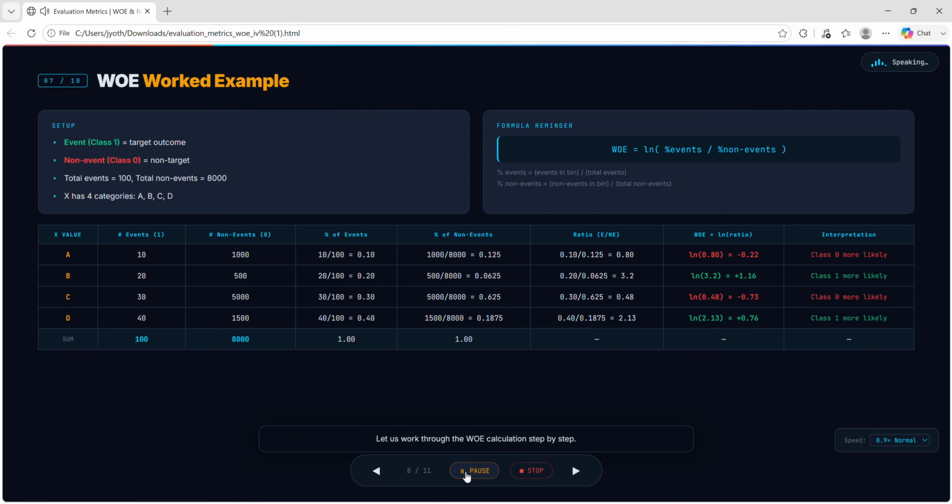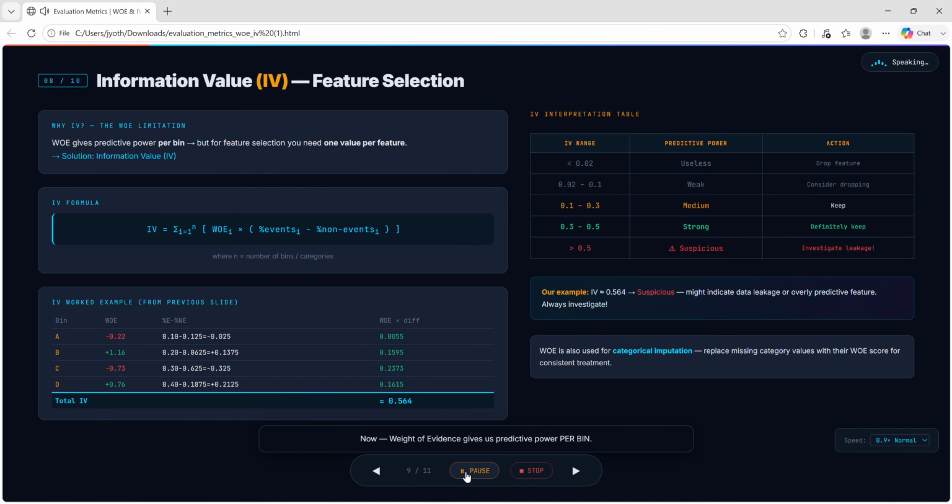Predicts class 0. For category D, 40 events is 40%. 1,500 non-events is 18.75%. WOE equals ln of 2.13 equals positive 0.76. Predicts class 1. Notice, categories B and D have positive WOE. They help predict the event. Categories A and C have negative WOE. They predict the non-event.